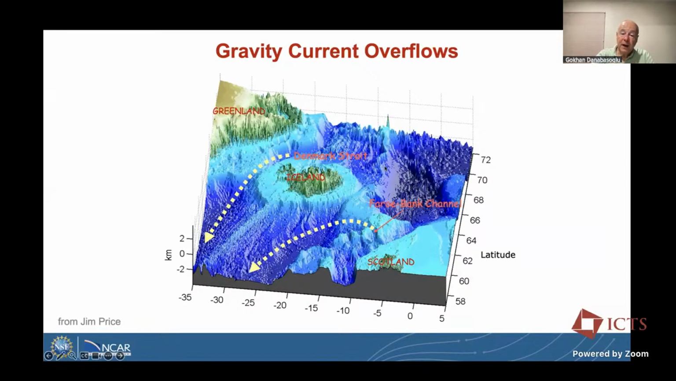Dense water formation occurs in the Nordic seas, and it flows into the northern North Atlantic, contributing to the lower branch of the Atlantic overturning circulation, or thermohaline circulation. And in addition to fine horizontal resolution, your vertical resolution needs to be of order 1 meter or finer to represent some of the physics associated with these overflow waters. That's really not feasible in today's Earth system models.